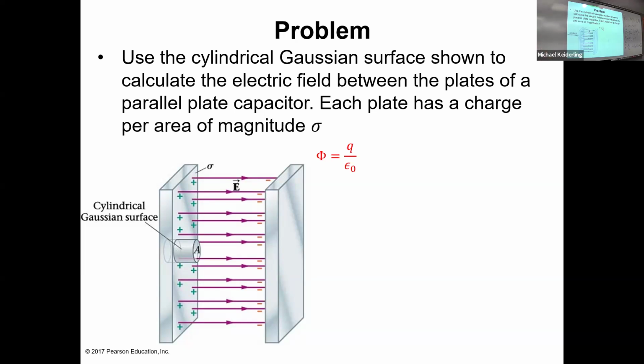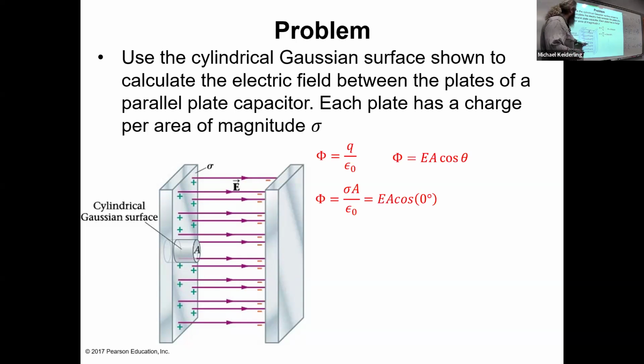That total flux can be broken into 3 parts. The flux through this end cap A here that's in the air in the middle of the capacitor. The flux through the end cap A here that's inside the metal plate of the capacitor. And then the flux through the cylindrical sides of the surface. And that flux is going to be electric field times the area times the cosine of the angle between them.